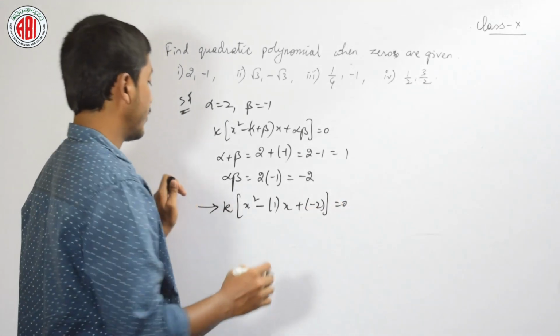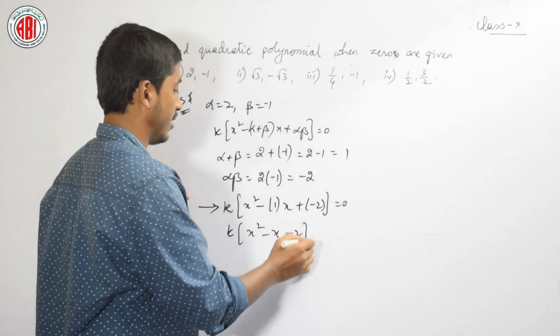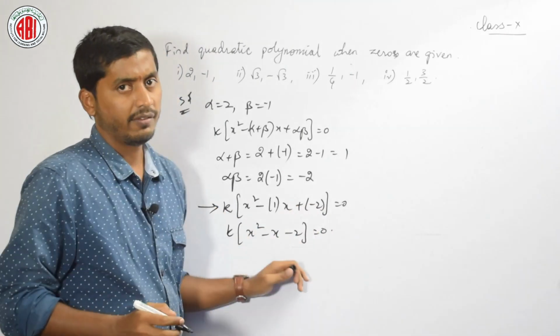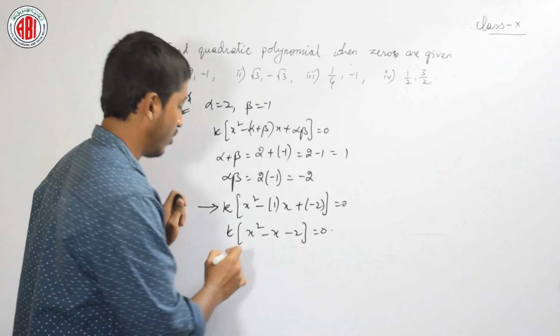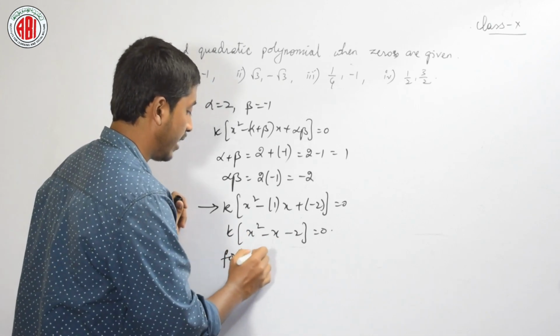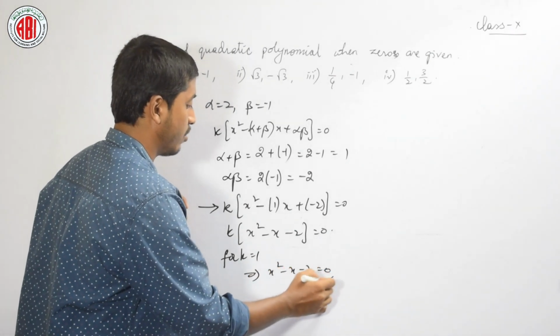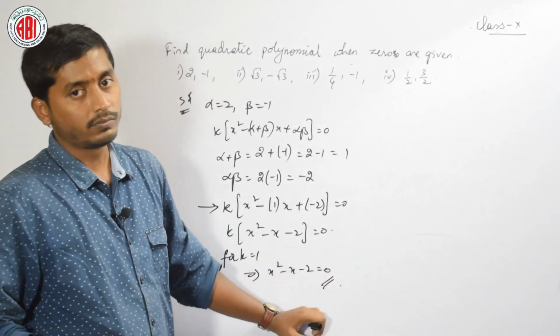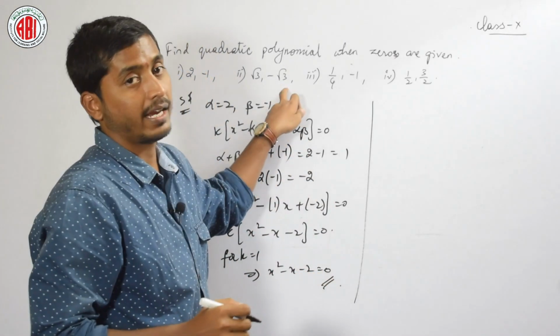Now let us solve it. It becomes k into x square minus x minus 2, right. If there is nothing like a fraction or everything, we can directly write k is equal to 1. That is, for k is equal to 1, the polynomial becomes as x square minus x minus 2 equal to 0. Is it clear? This is the polynomial. Then what is the second question?